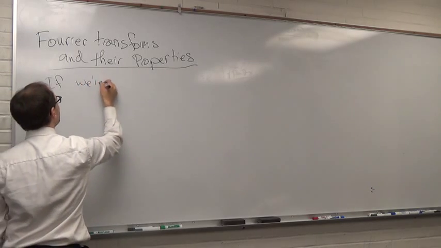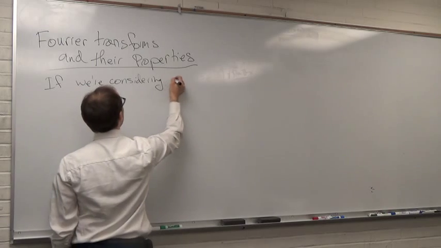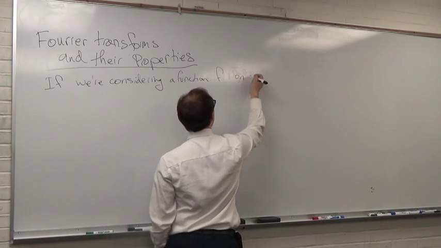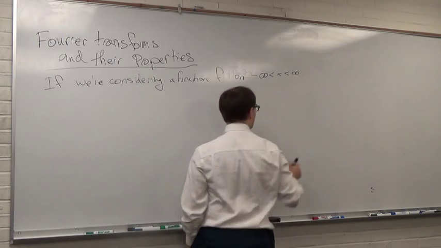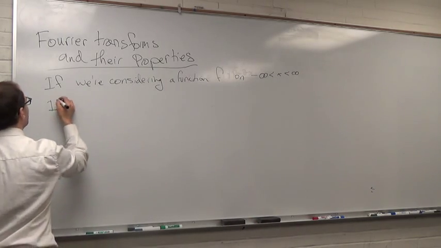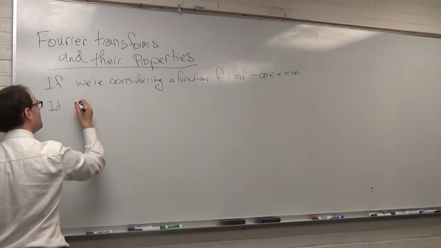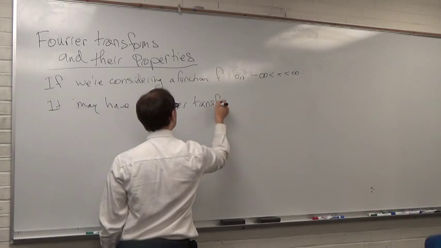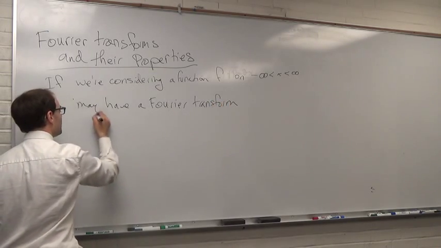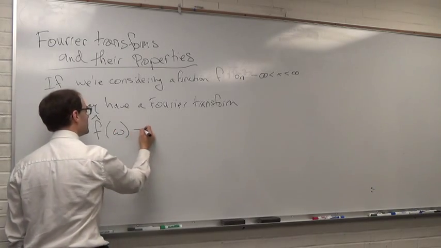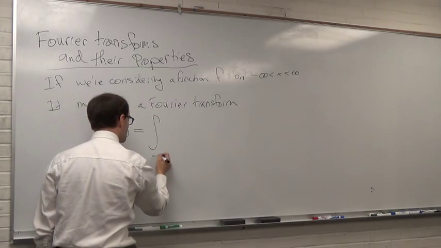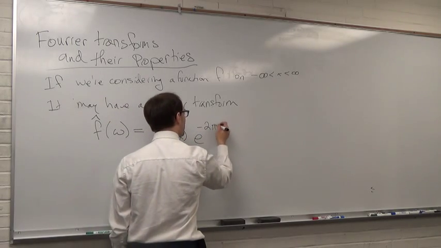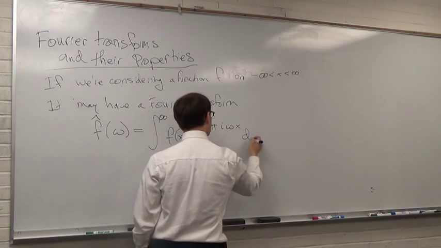If we're considering a function f on negative infinity to positive infinity, it may have a Fourier transform, which would be f hat of omega, and that is the integral from minus infinity to plus infinity of f of x e to the minus 2 pi i omega x dx.